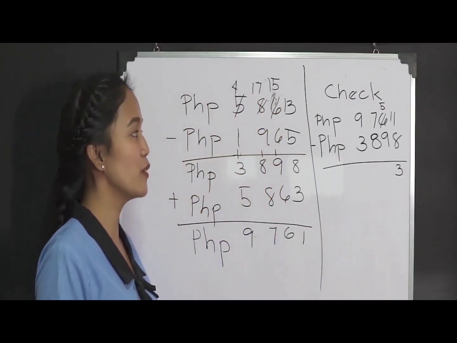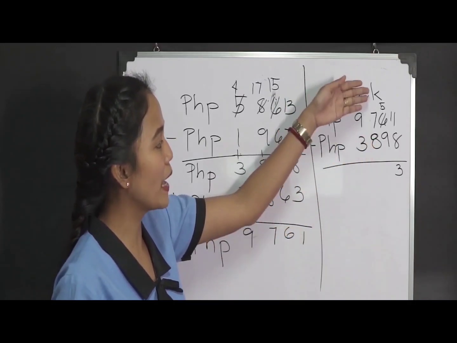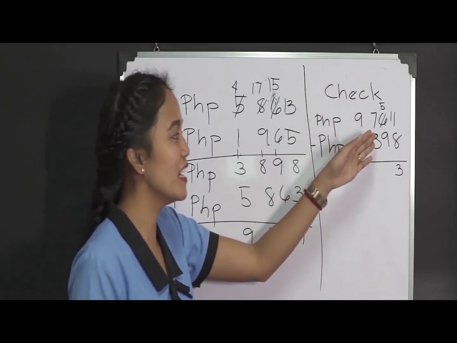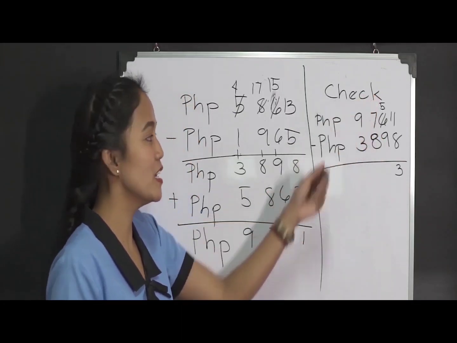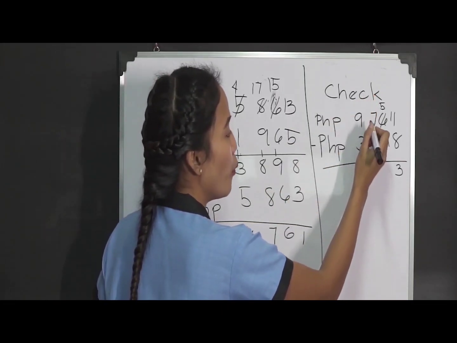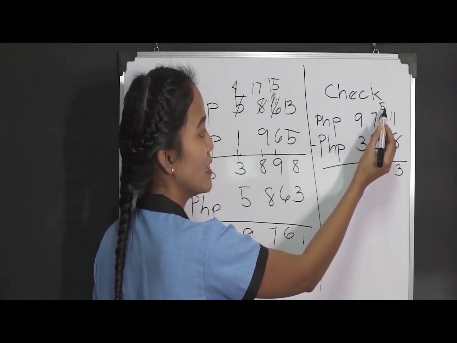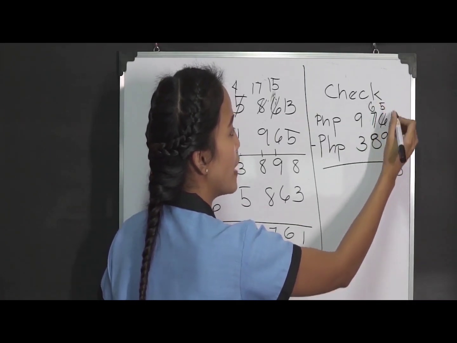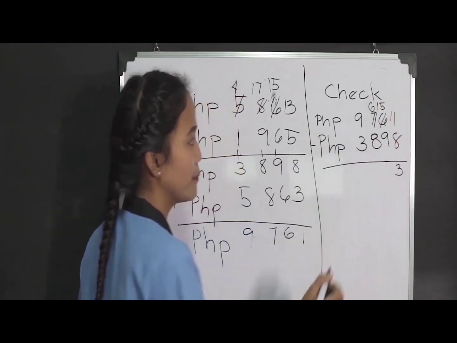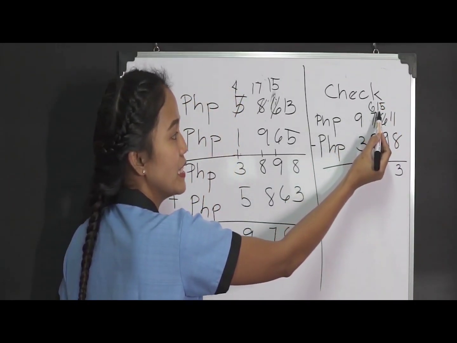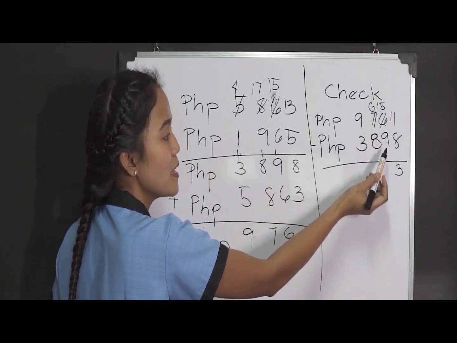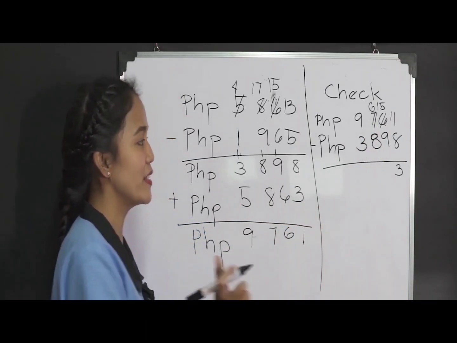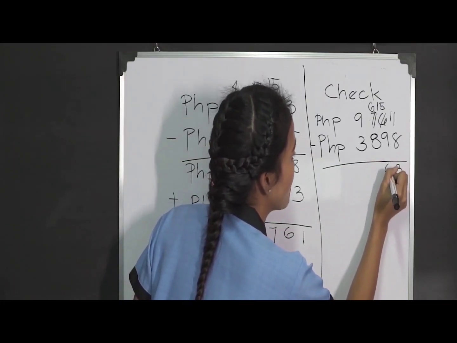Next, let's proceed with the tens column. 5 minus 9. Absolutely, we cannot subtract 9 from 5. So we need to regroup 100 into 10 tens. 7 will become 6. And then write 1 beside 5. So we now have 15 tens. 15 tens minus 9 tens is equal to? Very good. It is equal to 6.